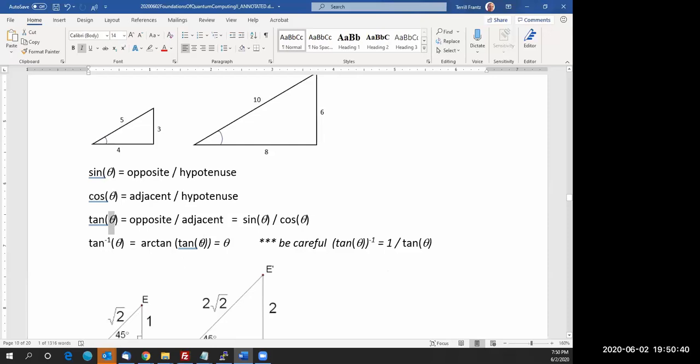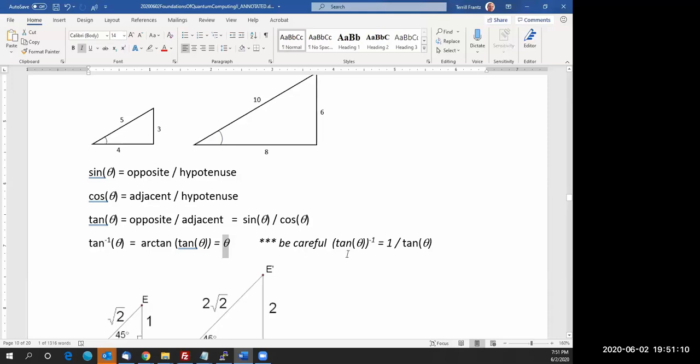Well, here, if I had this fraction, the two sides, and I wanted to know what the angle is there, then I would refer to that as the arctangent function. So what's the arctangent of 3 divided by 4? That would refer to theta, or the angle here.